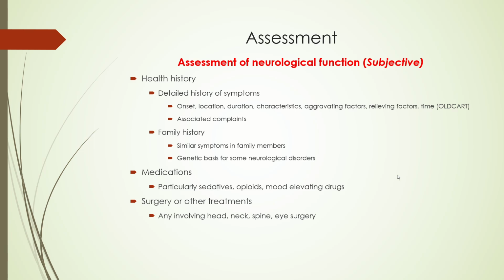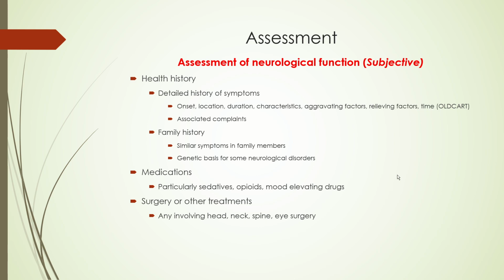We talk about it a lot with pain assessment, which it's really good for as well. But for any kind of symptom that a patient's having, using OLDCART is a really good way to get all of the information that we need. Does the patient have any other associated complaints with the symptom itself? Family history. Family history is going to be important when we're getting a history on any patient, definitely with neurological abnormalities. Does anybody in your family have the same symptoms? Do you have a known family history of specific conditions?